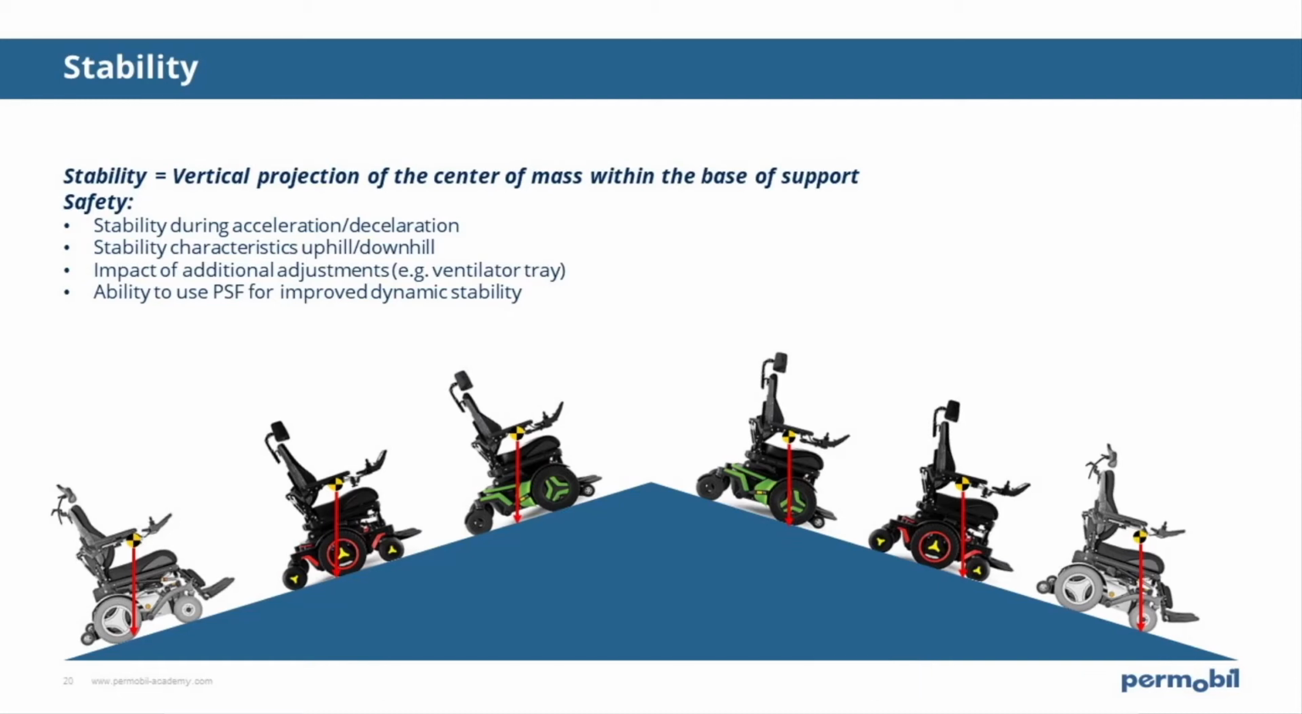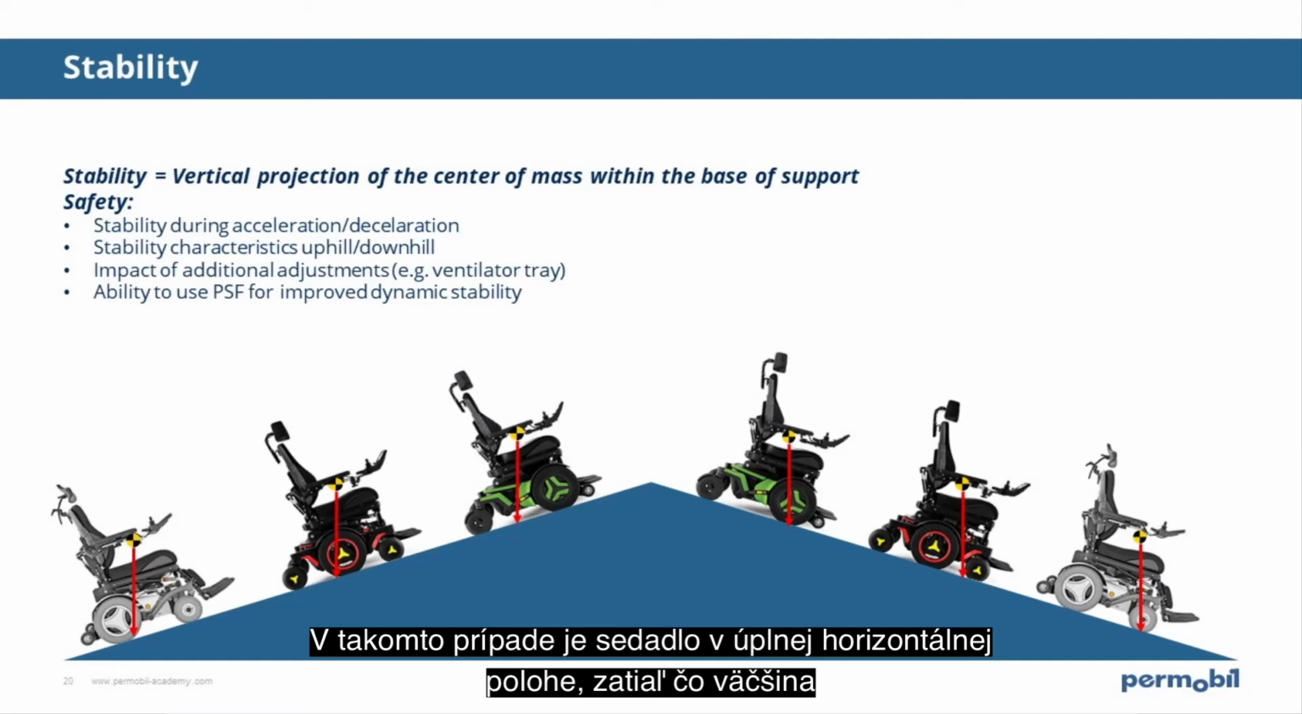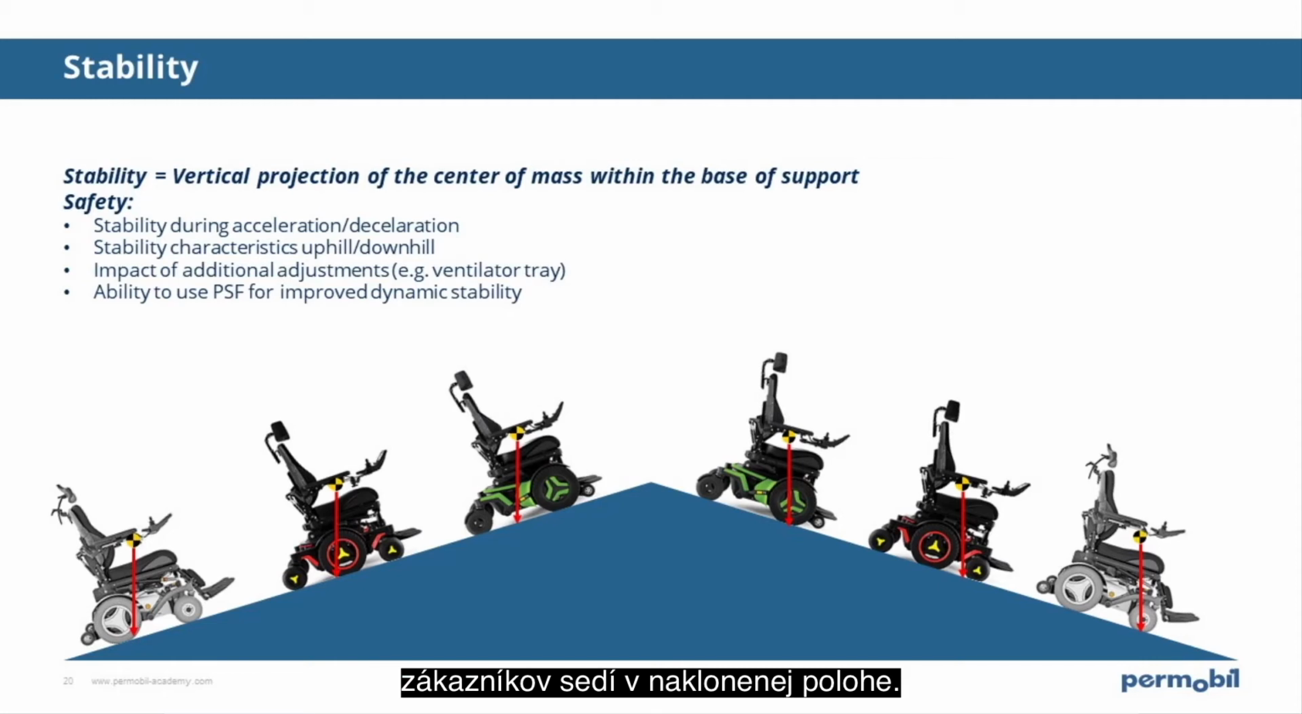So to ensure the safety, we actually see that with the rear wheel driven platform, when driving uphills, it is actually compromised, because the vertical projection is already very close to the rear wheel. And in this case, the seat is actually in a full horizontal position, whilst most of the customers are actually seated in a tilted position. So when you tilt your seat and you want to drive up hills, we see that the rearward stability of the wheelchair is compromised. And to prevent users from falling with the wheelchair, we have to add anti-tipper wheels.